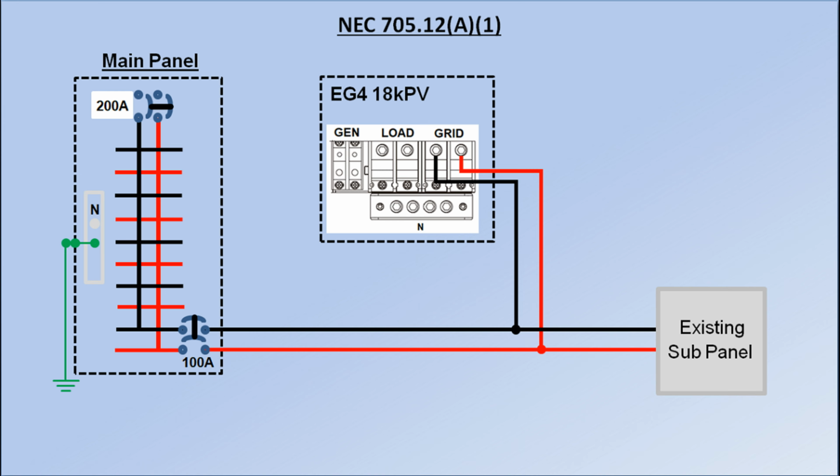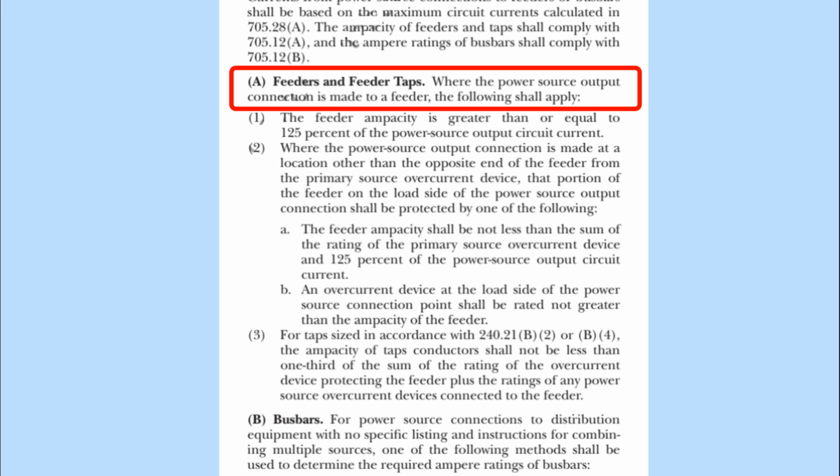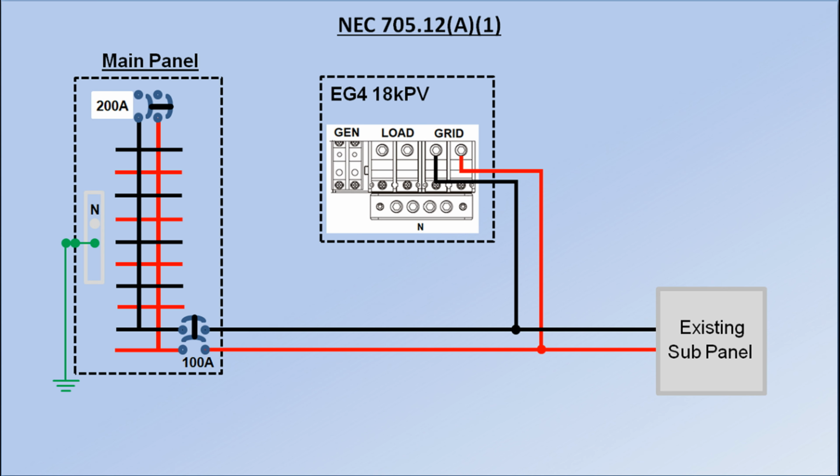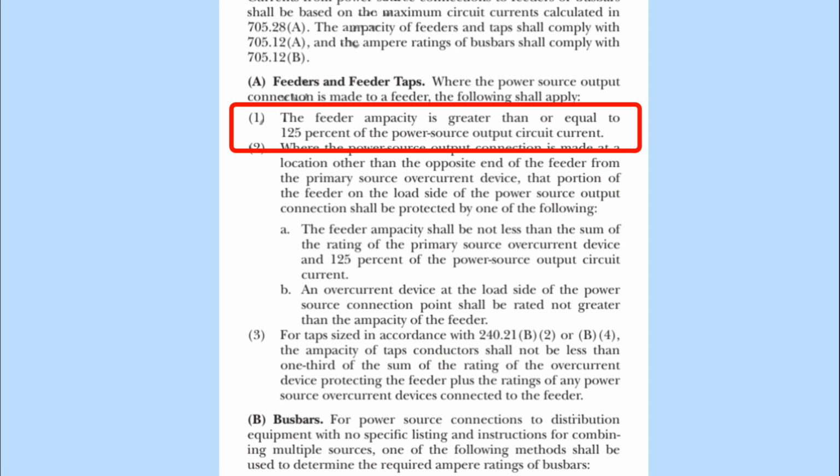I think this is the scenario we're looking at. Bear in mind, this is feeders and taps, where the power source output connection is made to a feeder. So my diagram shows a feeder that's supplying an existing subpanel. Pretty standard stuff. Except now Mr. Solar Installer is tapping the output of the inverter into that feeder to send it to the grid. The feeder ampacity must be equal to or greater than 125% of the power source output circuit current.